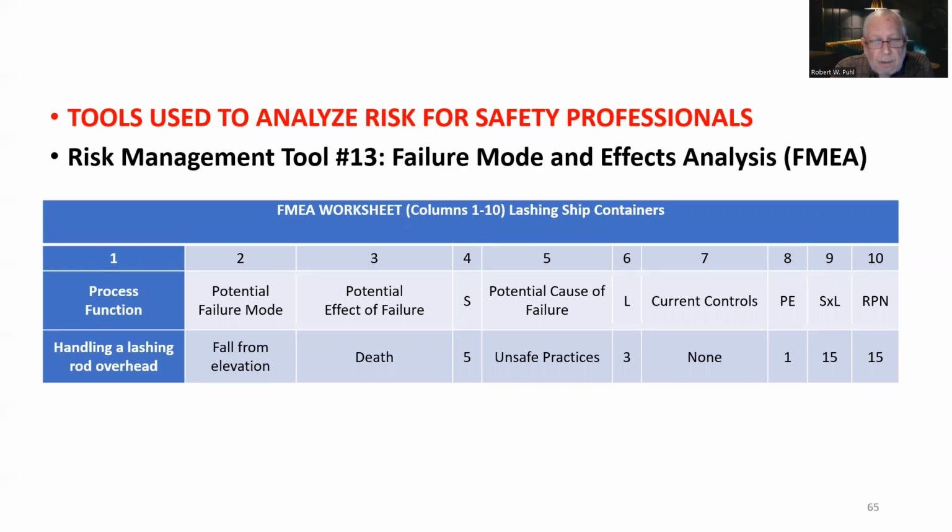It's 5 severity, because death. And potential cause of failure, unsafe practices. The likelihood is a 3. Current controls, there's none. So the PE is 1 because there's none there. And S times L is 15, so the RPN is 15.